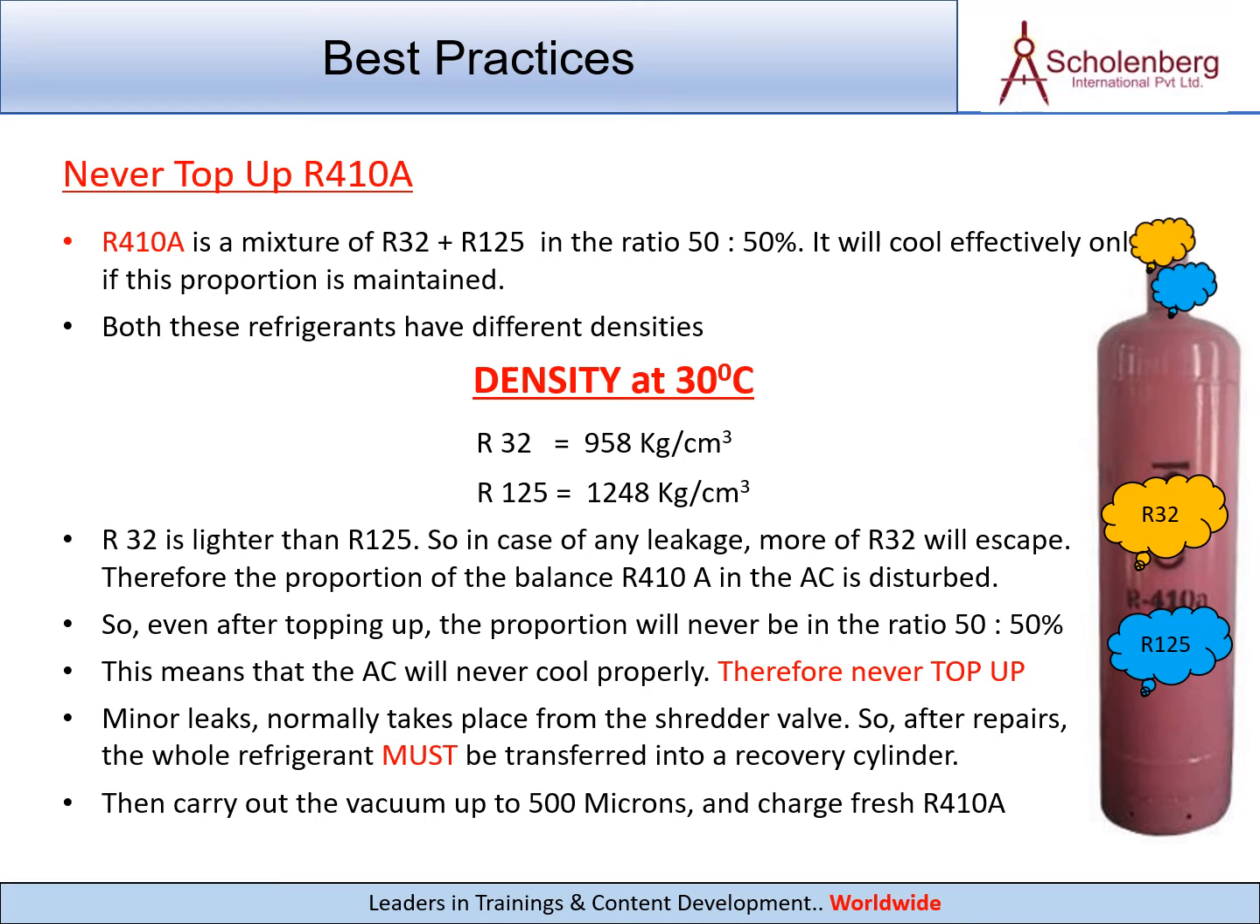R32 is lighter than R125. So in case of any leakage, more of R32 will escape. Therefore the proportion of the balance R410A in the AC is disturbed. So, even after topping up, the proportion will never be in the ratio 50%. This means that the AC will never cool properly.